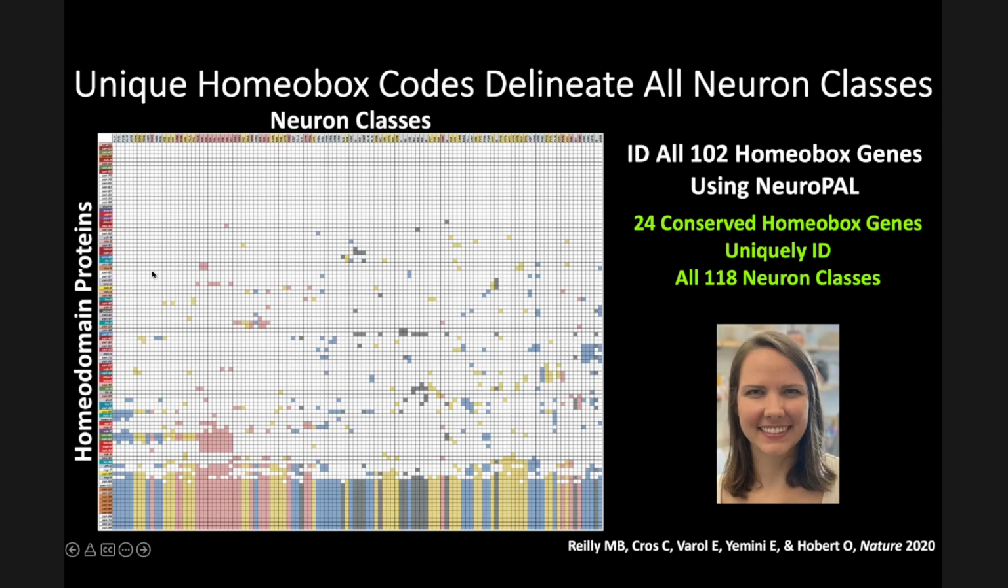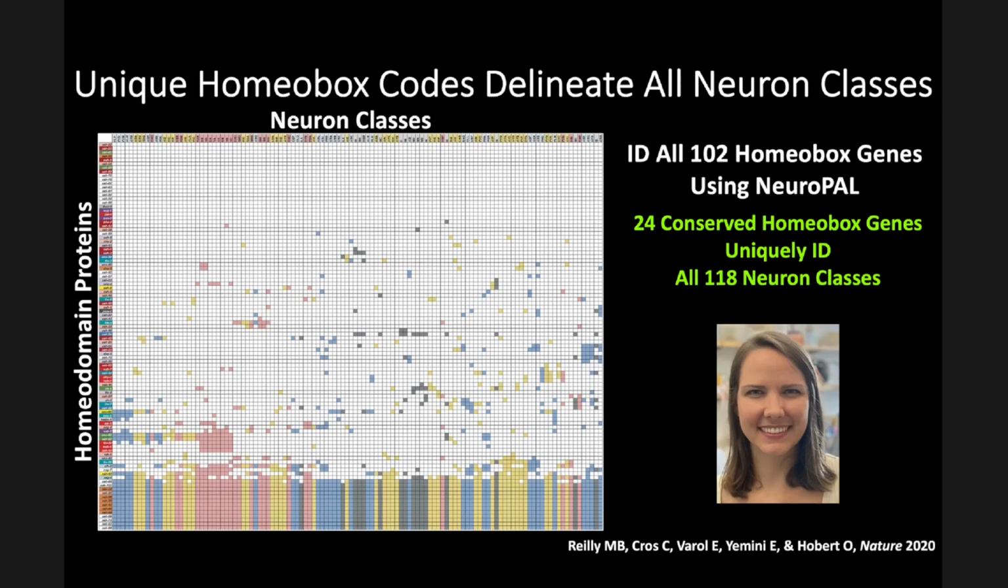Here are the homeodomain proteins in rows, and here are the different neuron types in columns. What you'll note is that while some of these homeodomain proteins are expressed in every single neuron, others are expressed in just a subset. This work, by the way, was led by Molly, a PhD student in Oliver's lab. She did fantastic work, and I was really happy to be a part of this. This is her here. What she did is identify all 102 homeobox genes using NeuroPAL. So the work was only possible because we had NeuroPAL.